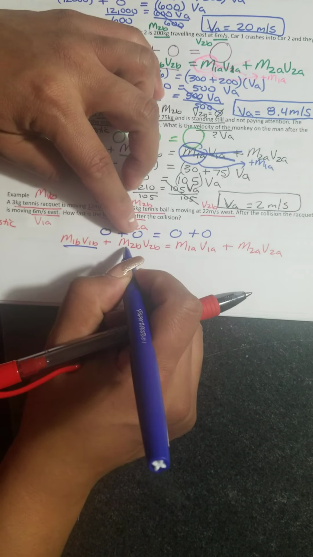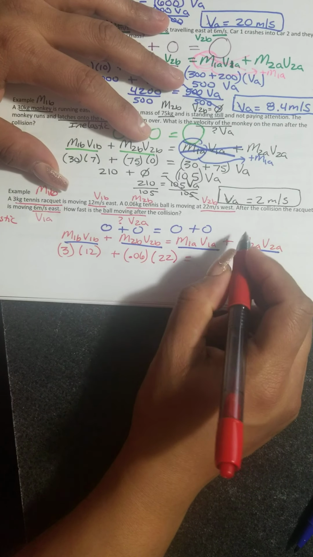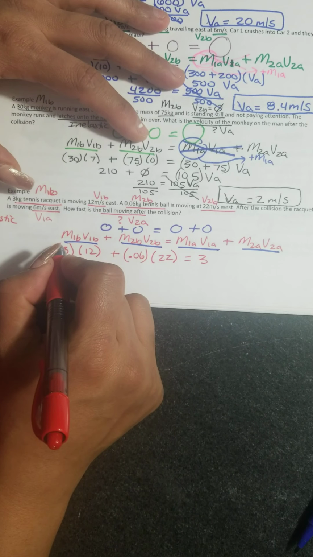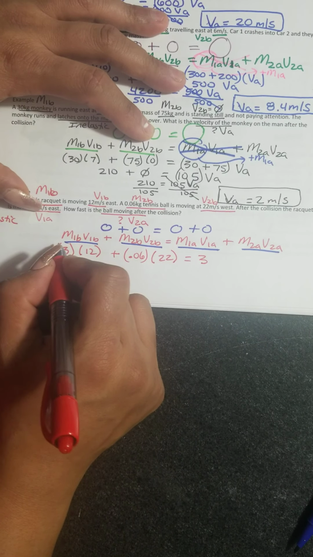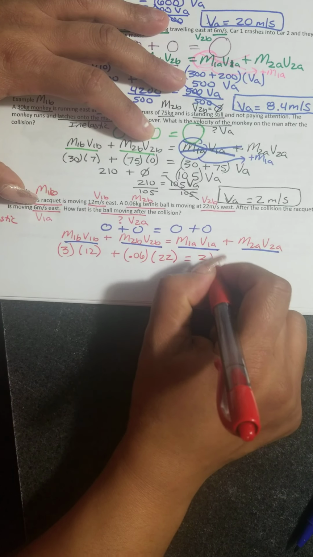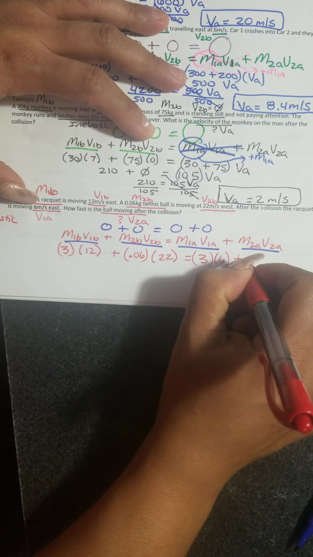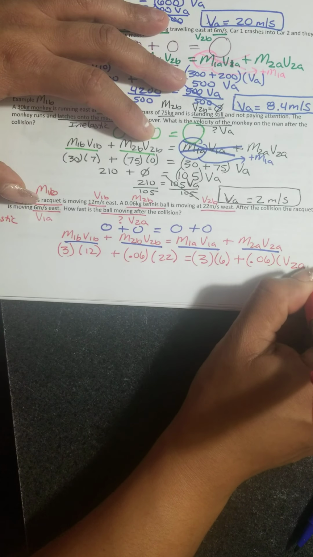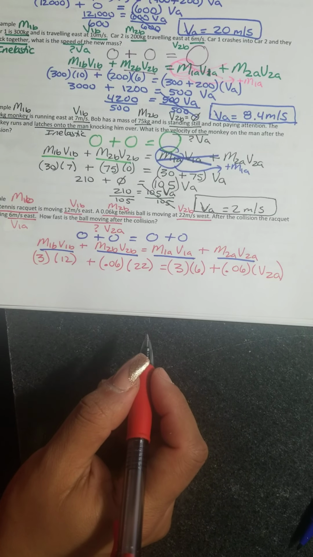I'm going to go ahead and fill in those blanks now. 3 times 12 plus 0.06 times 22 equals, I'm not changing any mass and adding those, they're still going to be separate. 3 and 1 is the racket. So 1 here is 6. 3 times 6 plus the ball is 0.06 times V2A. And that's my unknown.